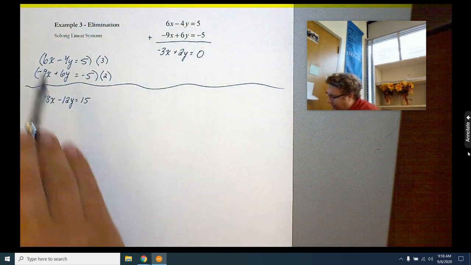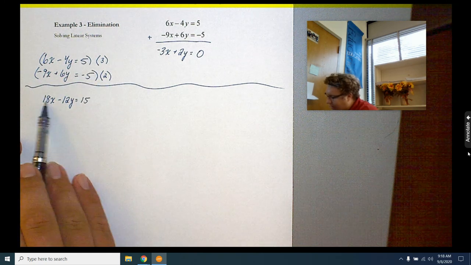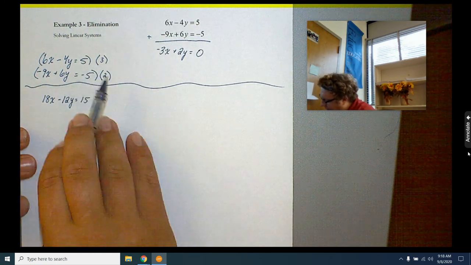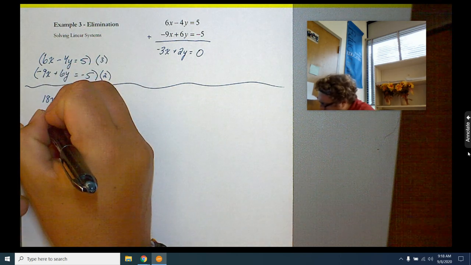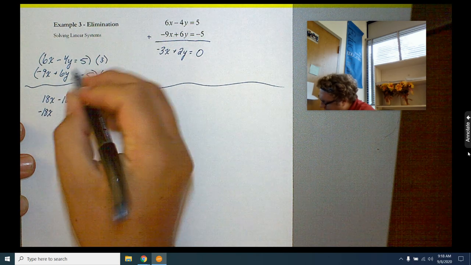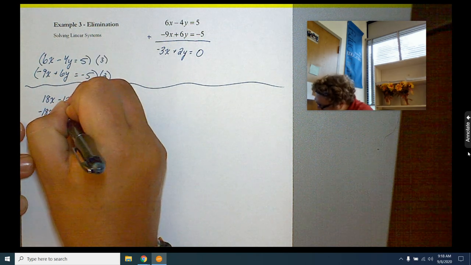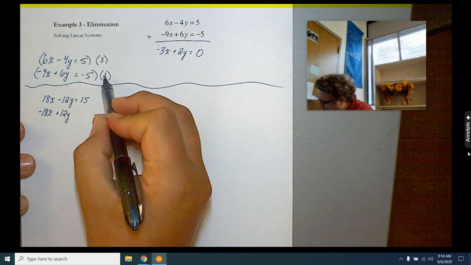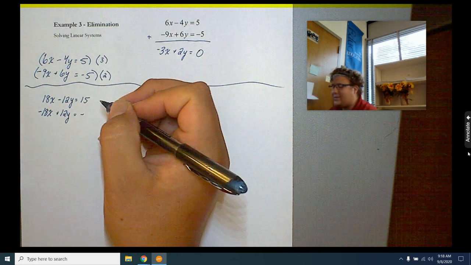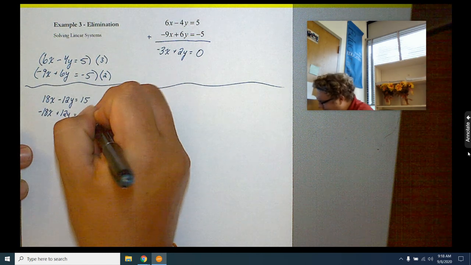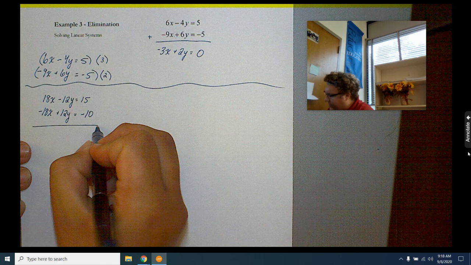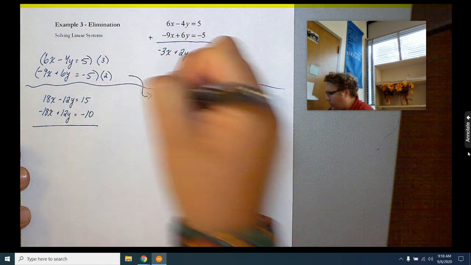So now I've got this equation is the same as this equation. It's just been magnified by 3. And then the bottom equation is going to be 2 times negative 9, give me negative 18x. 2 times 6 is going to give us plus 12y. And 2 times negative 5 is negative 10. There we go.